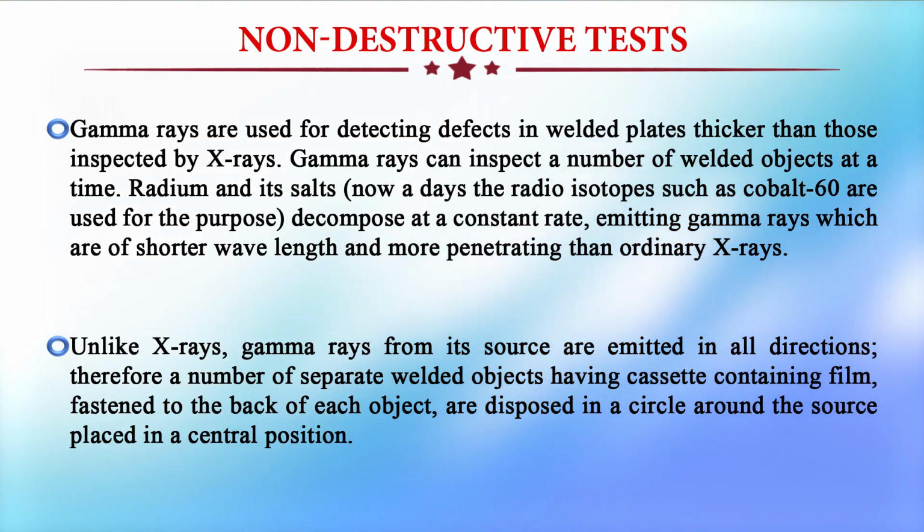Therefore, a number of separate welded objects, having a cassette containing film fastened to the back of each object, are disposed in a circle around the source placed in a central position. A comparison chart of all the above techniques is given in Table 5.1 for quicker reference, with their advantages, limitations, and when and where to apply. So, kindly see Table 5.1 in the text so that you can easily understand the techniques, their comparisons and their benefits. Then comes the LEO approach.